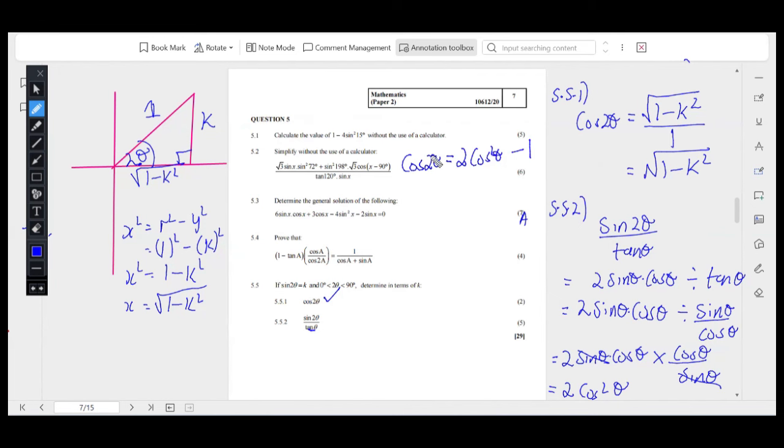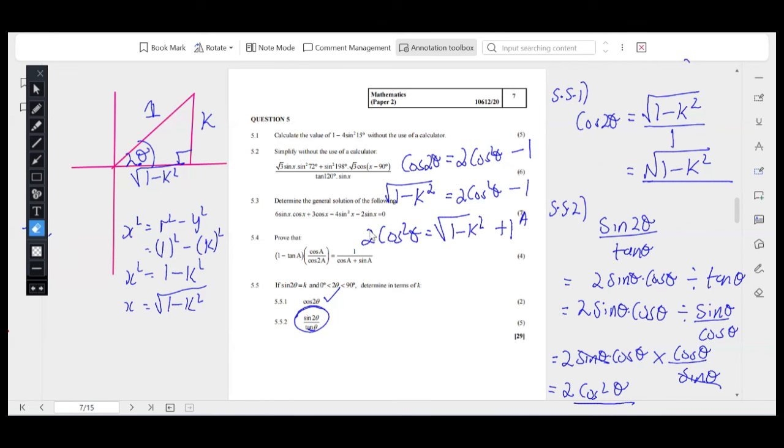Now, what was our solution here? We had our solution. It's root 1 minus k squared, right? And then 2 cos squared theta, that's what we have here. That's the value for this. So in other words, by looking for this, we are actually looking for 2 cos squared theta. So this is 2 cos squared theta minus 1, meaning we can take the 1 over to that side. The 2 cos squared theta is equal to root 1 minus k squared plus 1. Remember, the 1 here is a constant. We cannot put it inside the square root there.